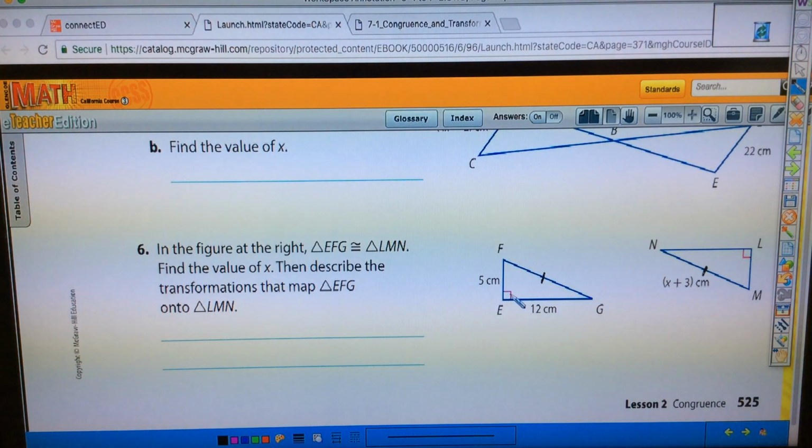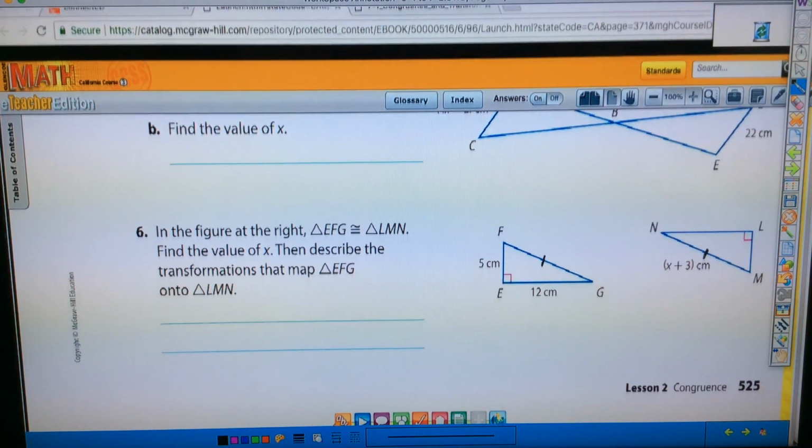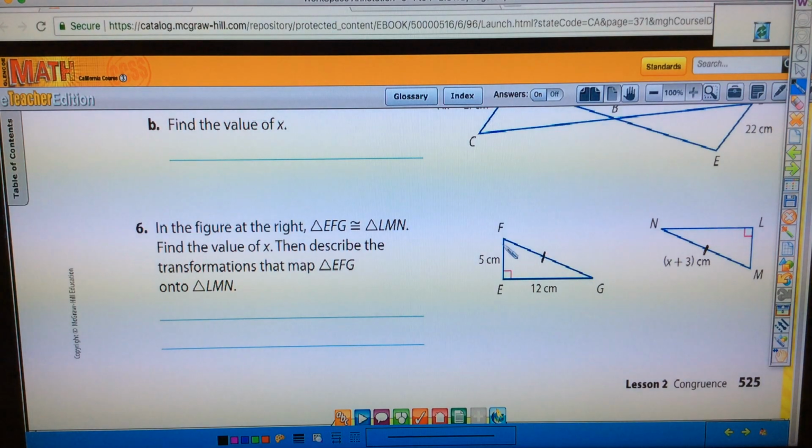This is a right triangle. You know that because of this box here. And you know that the two side lengths, or the legs of the right triangle, are 5 and 12 centimeters. So what theorem that you know of could you possibly use to find the side length of the hypotenuse? If you said Pythagorean theorem, you are correct. So go ahead and plug these two in for your legs.